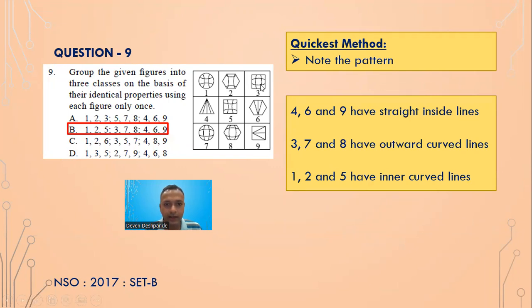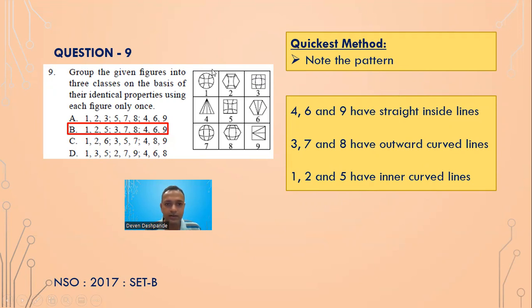However, 3, 7, and 8 have lines which are curved on the outside, have outward curved lines. 3 has got a line which is curved on the outside. Again, 8 has got a line which is curved on the outside. 7 has got a line which is curved on the outside. And 1, 2, and 5, they have got lines which are curved from the inside.